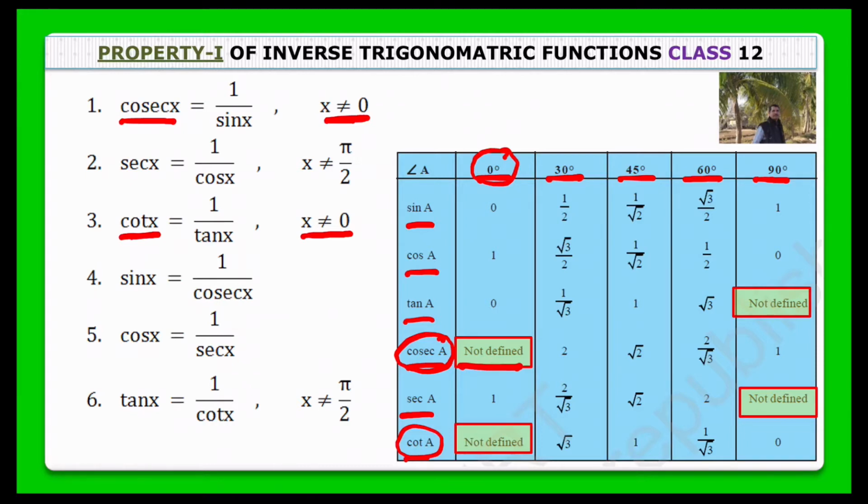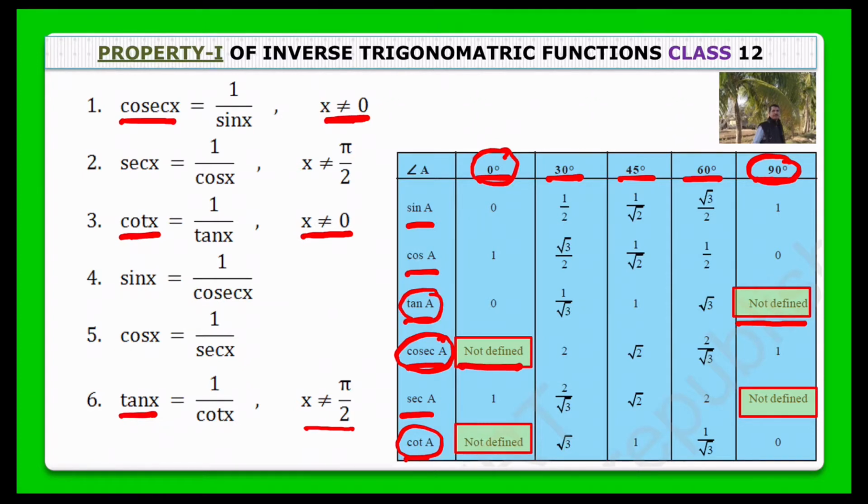Let us consider one more, tan A. Tan A is not defined when the angle is 90 degree. 90 means pi by 2. So in the last, the sixth, we observed that tan x equal to 1 upon cot x, where x is not equal to pi by 2, means the value of x should not be equal to pi by 2.